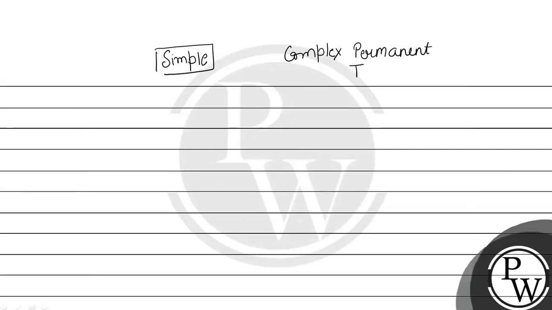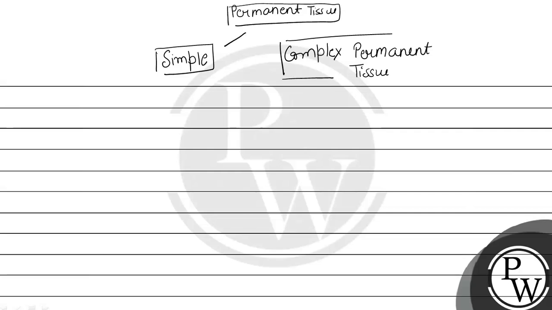So as I told you that simple permanent tissue and your complex permanent tissue both are part of permanent tissue. So now simple, as I told you, we have three options here.